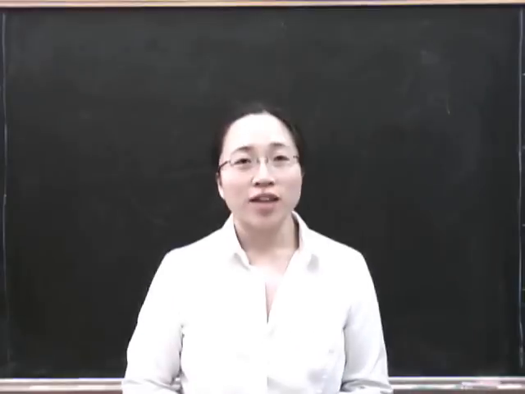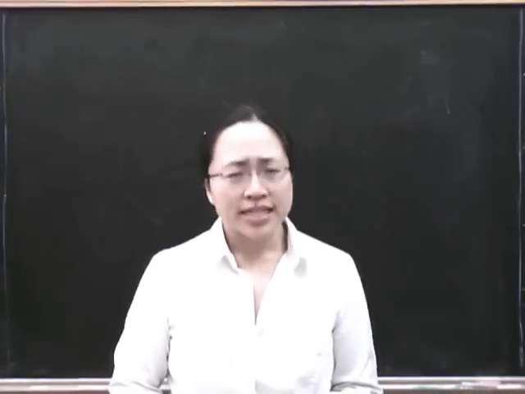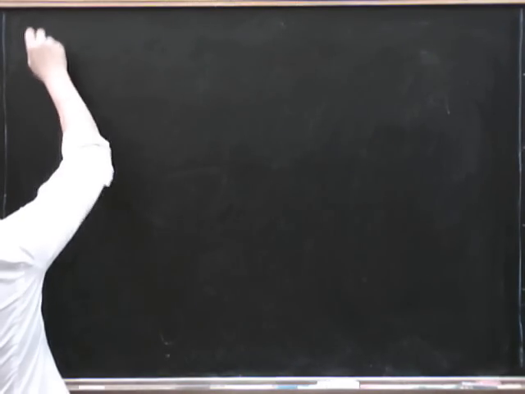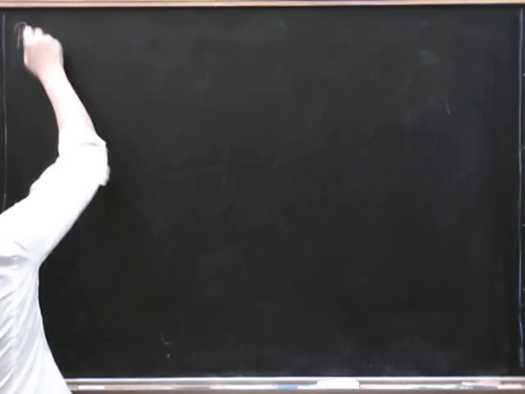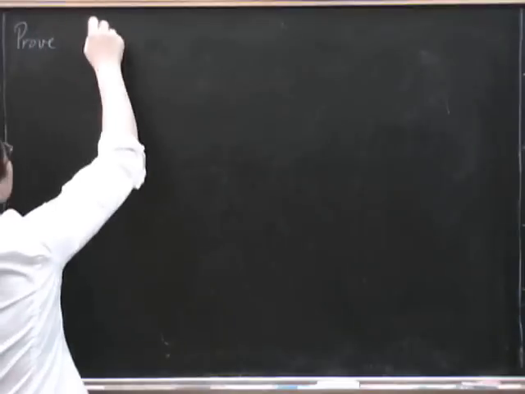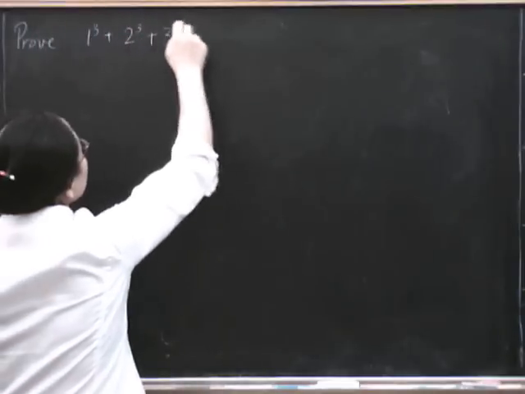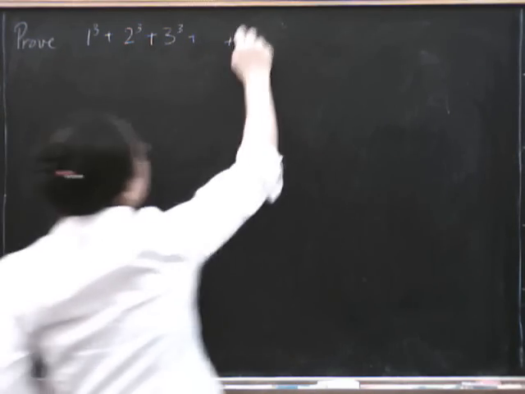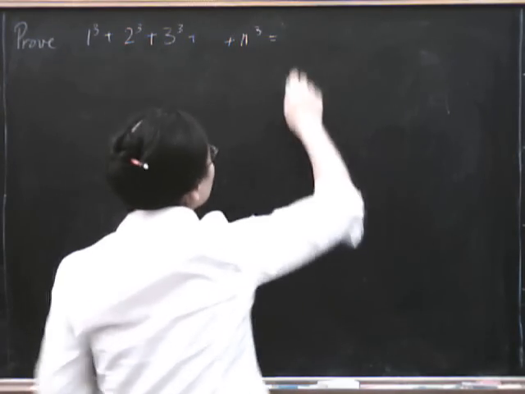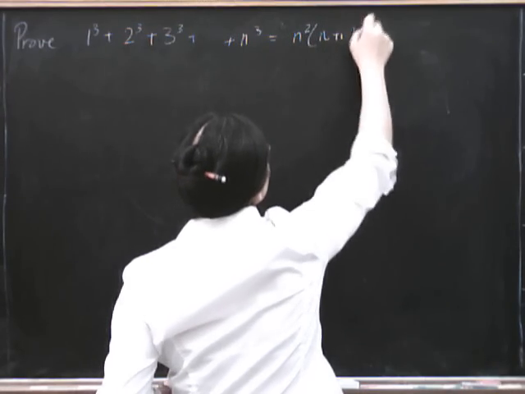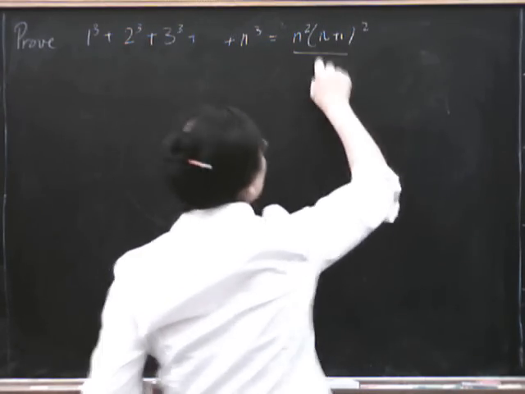Right, let's do another proof by induction. This time, let's do the sum of the cubes. So let's look at the sum of the cubes. We'll prove that 1 cubed plus 2 cubed plus 3 cubed and so on up to n cubed equals n squared times (n plus 1) squared over 4.